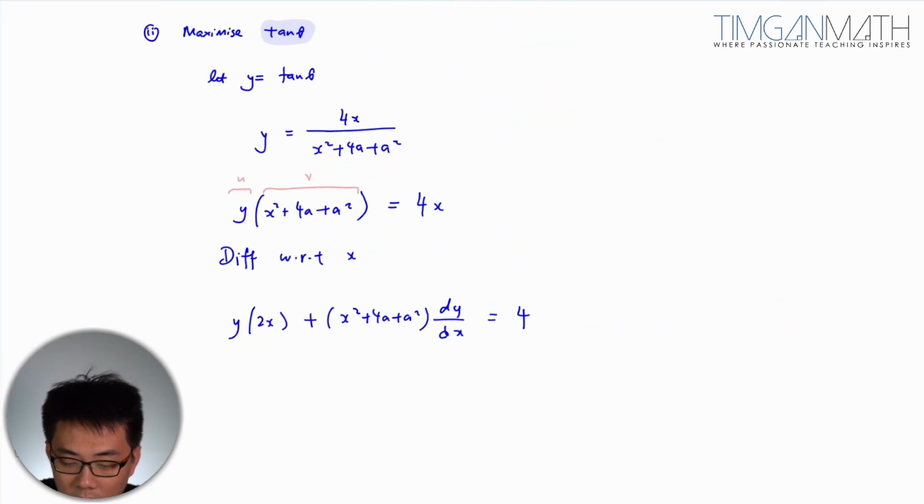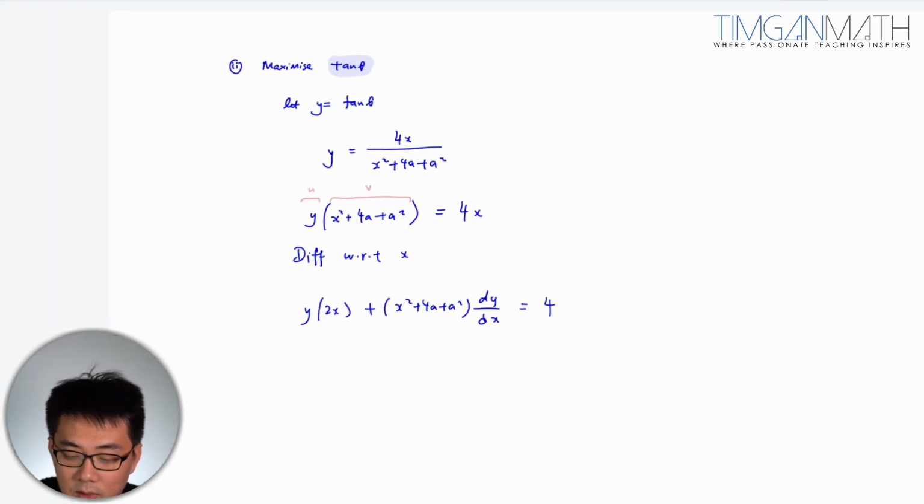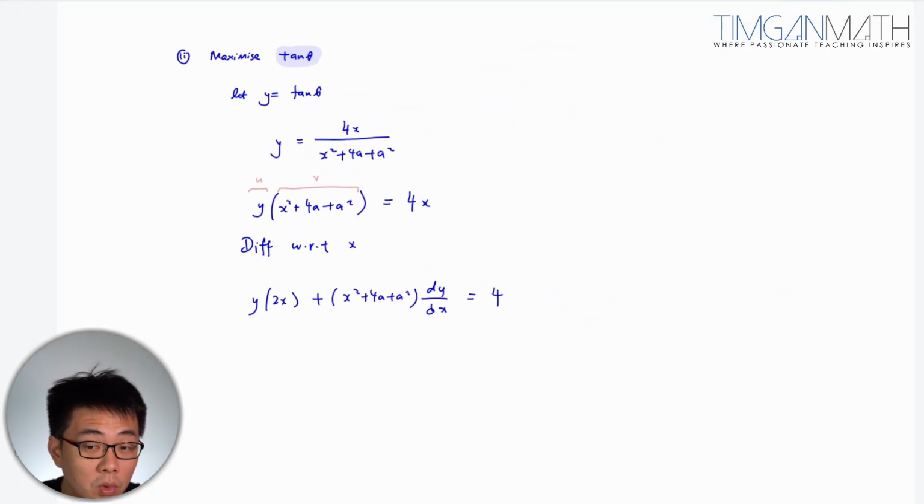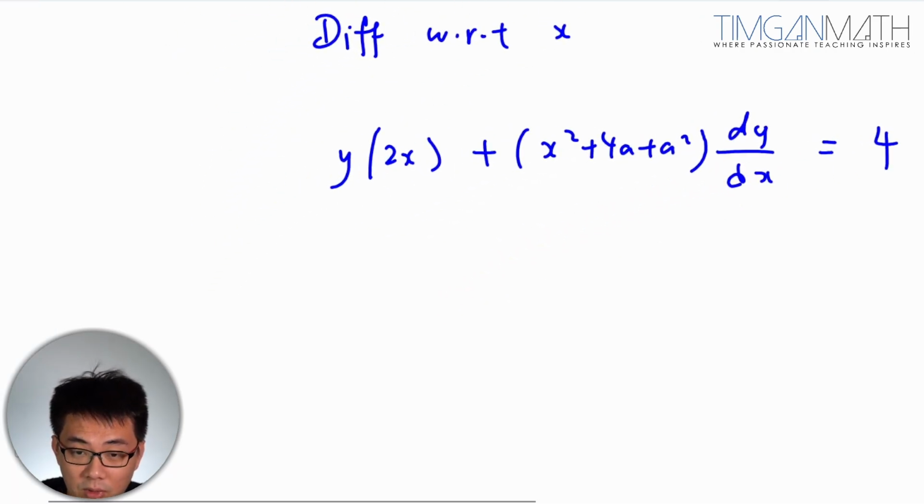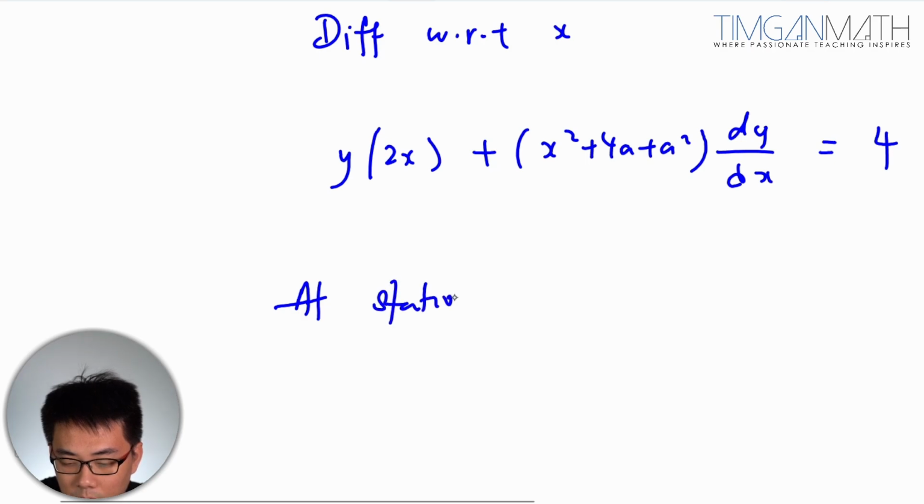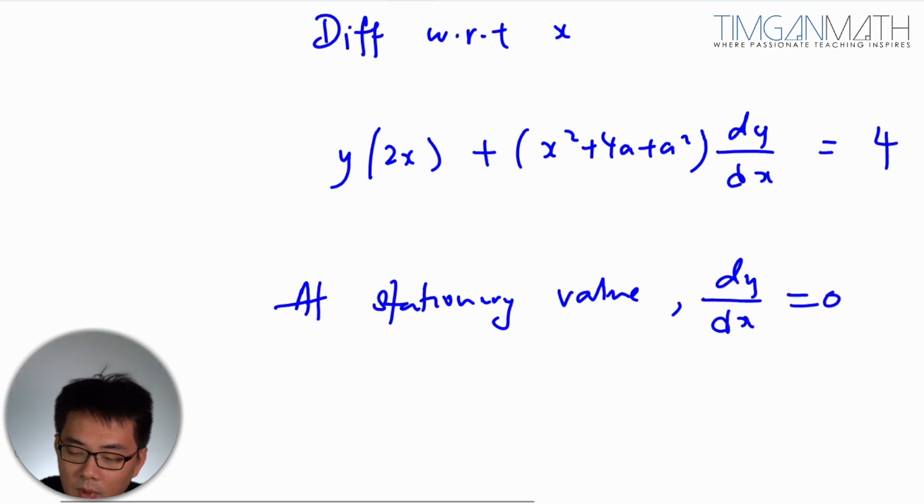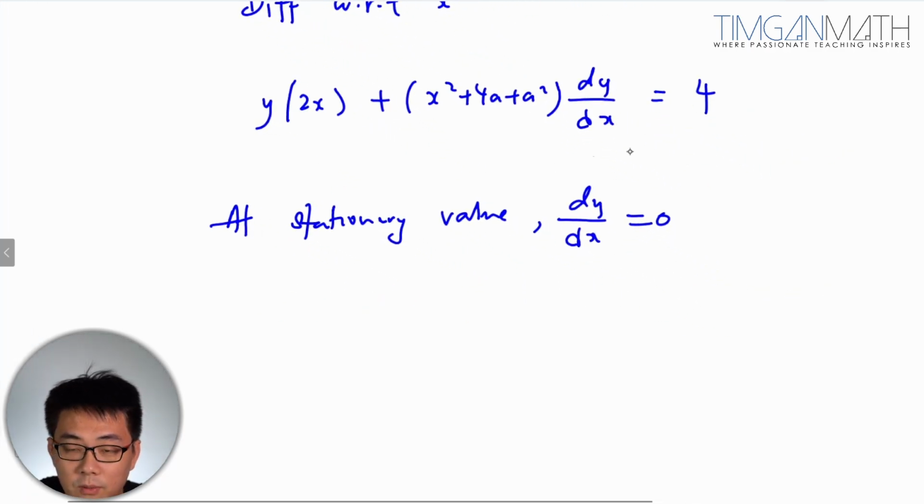So there you go, this is my answer here. We don't need to show that it is a maximum. So at maximum or stationary value, we know that dy dx is equal to 0. So this will be 0. We don't need to find the second derivative here. So this is 0, very conveniently. Everything is 0, so we get 2xy equals 4.